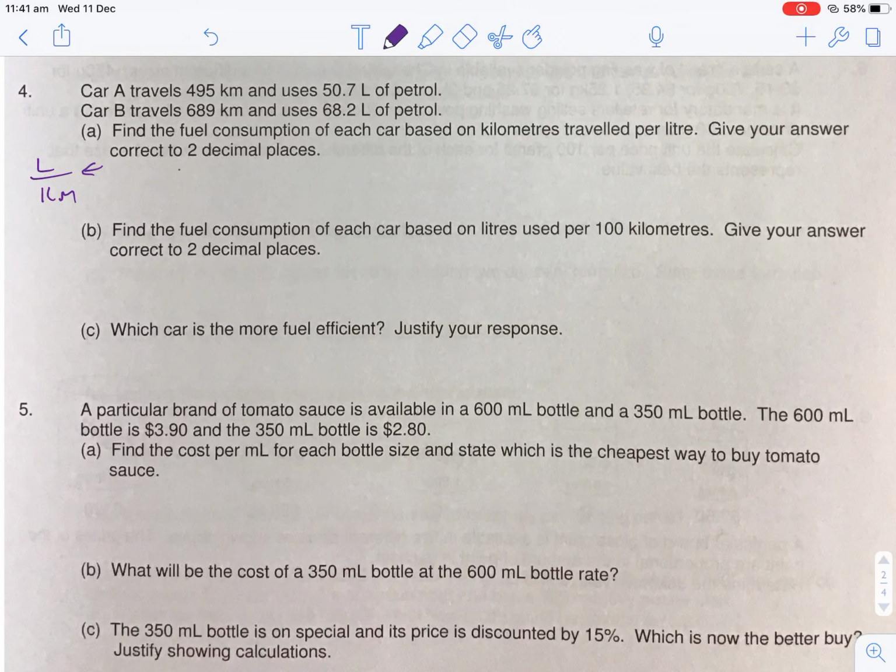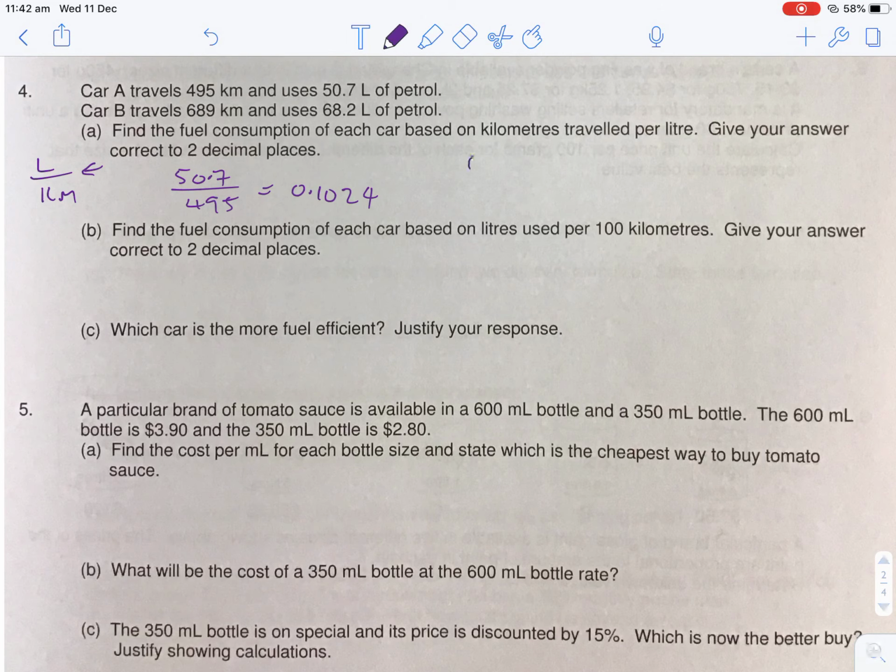So for the first car, for car A, we'd go 50.7 litres divided by their kilometres, so that's 50.7 divided by 495, and that's going to give me 0.10. I might take it to a few more decimals just in case I need to for the next one. So that's litres, so basically 0.1 of a litre per kilometre.